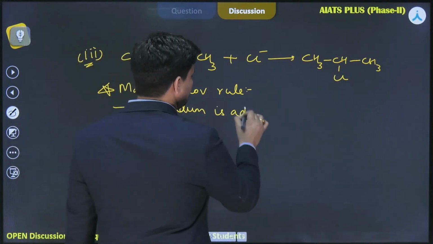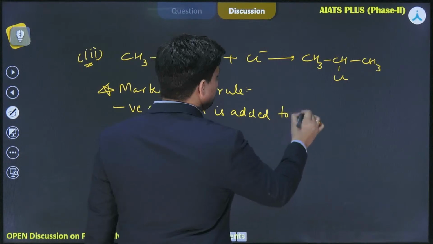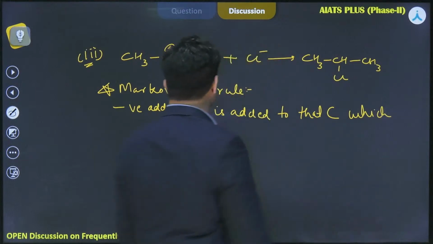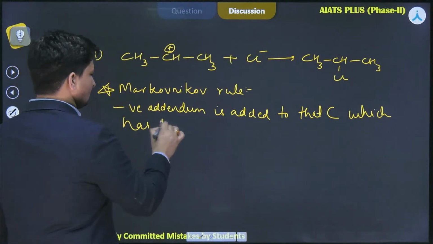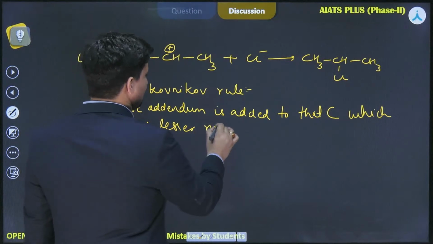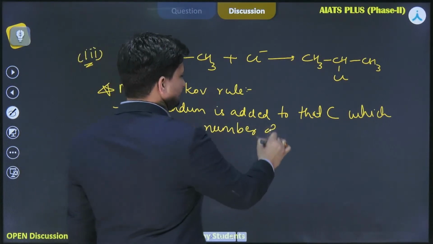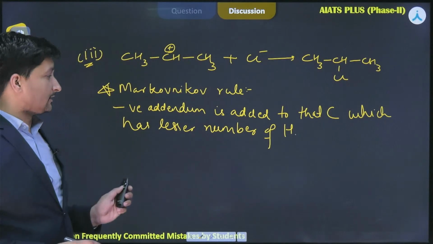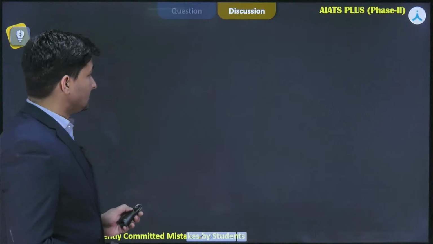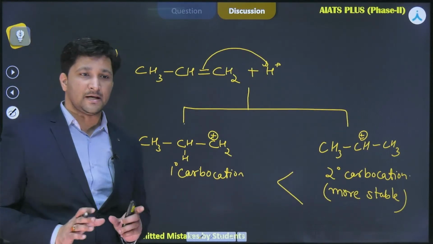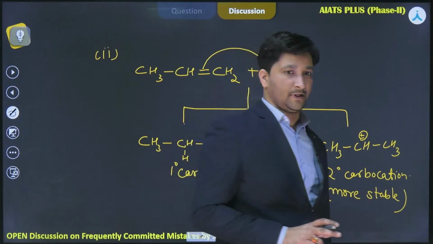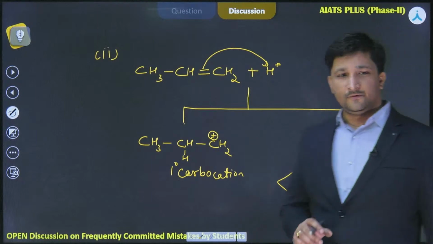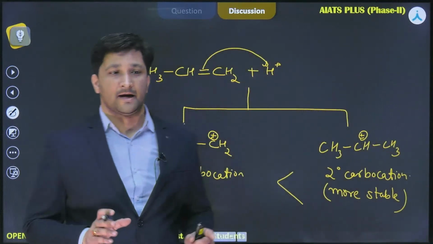Means the negative addendum is added to that carbon which has lesser number of hydrogen. The reason for this is the stability of the carbocation, which is the main factor that decides the product obtained. So this step is very important. Is this clear to all of you? Now we will learn certain exceptions and then again we will come back to our question.